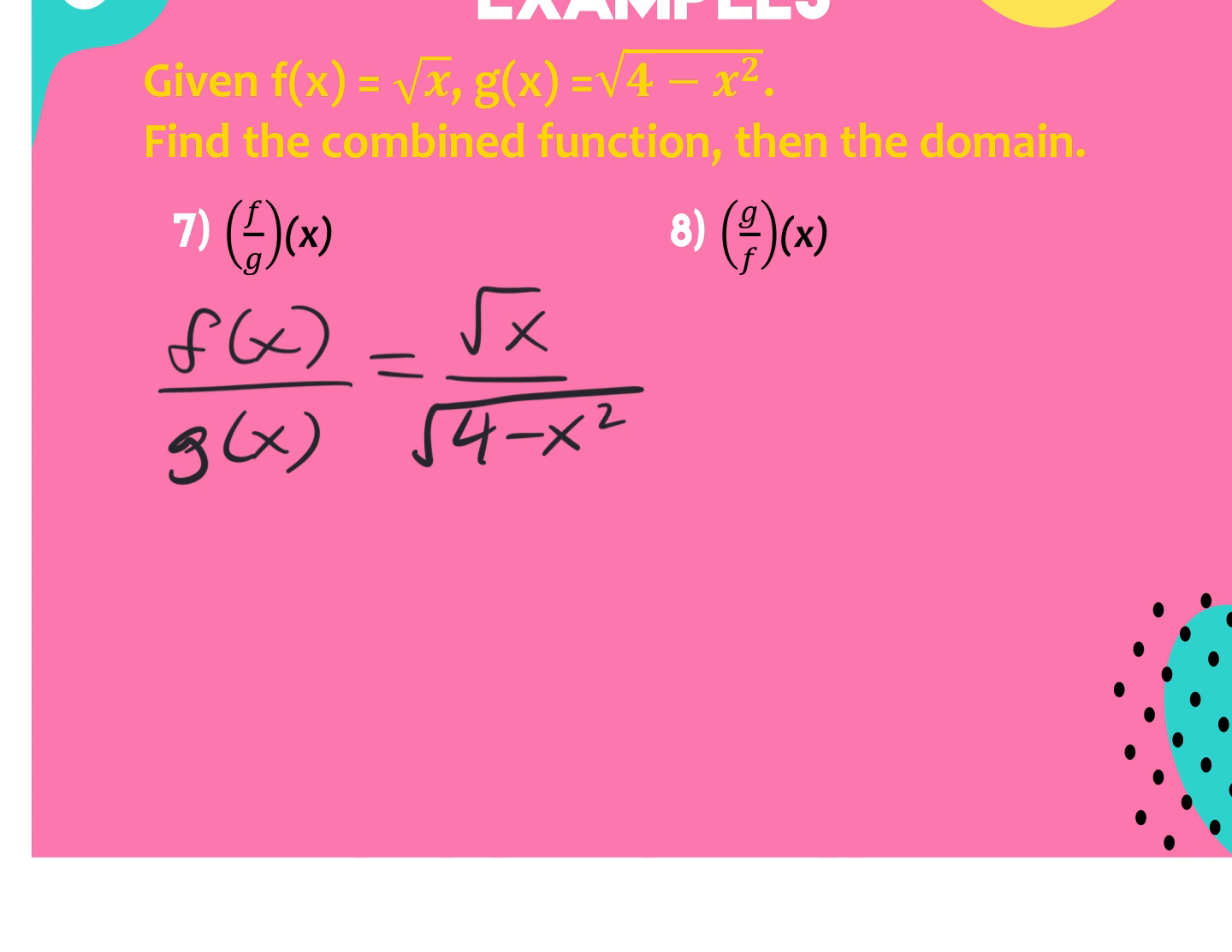This is my divided function. I'm not trying to simplify anything here. All I was expecting you to do is plug it in and set it up as a division problem. So now what we're going to do is find the domain.